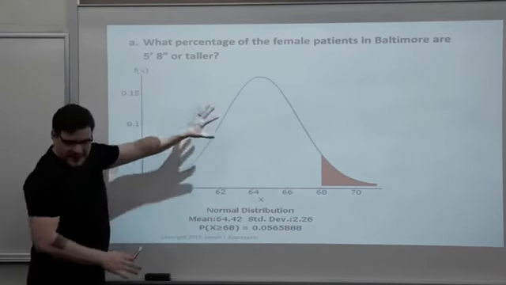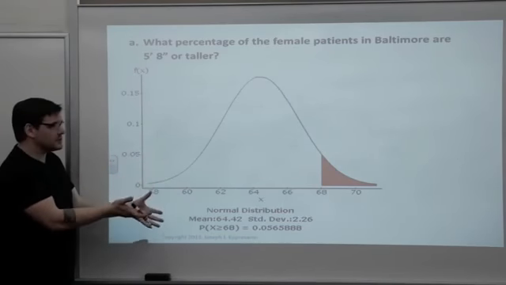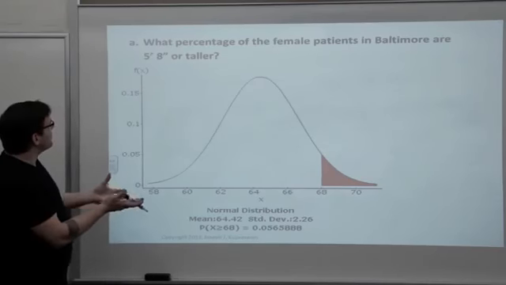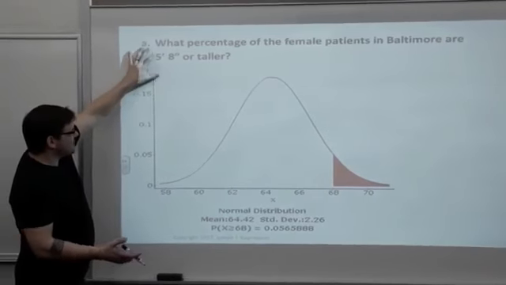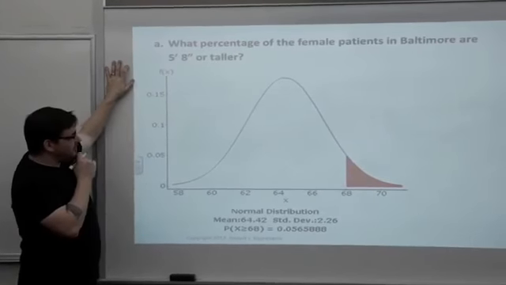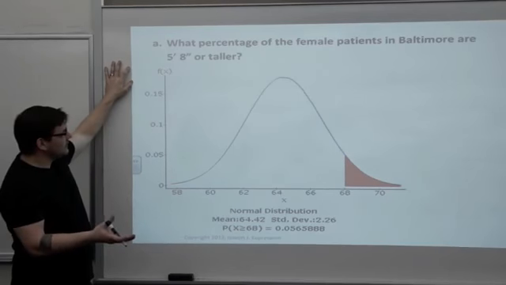What we have here towards the bottom of the page in your notes, there's two of them. This is output from StatCrunch. We will need to use StatCrunch to answer normal model questions. Okay, so part A, just to get the flavor of how this works. What percentage of the female patients in Baltimore are 5'8" or taller?